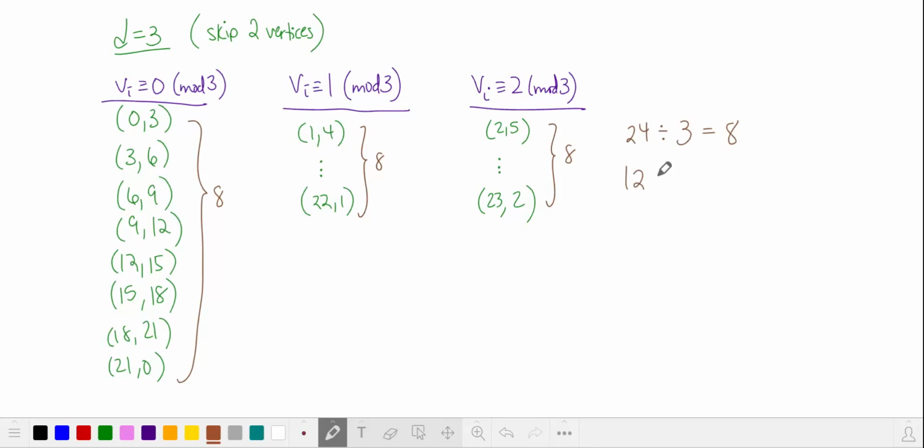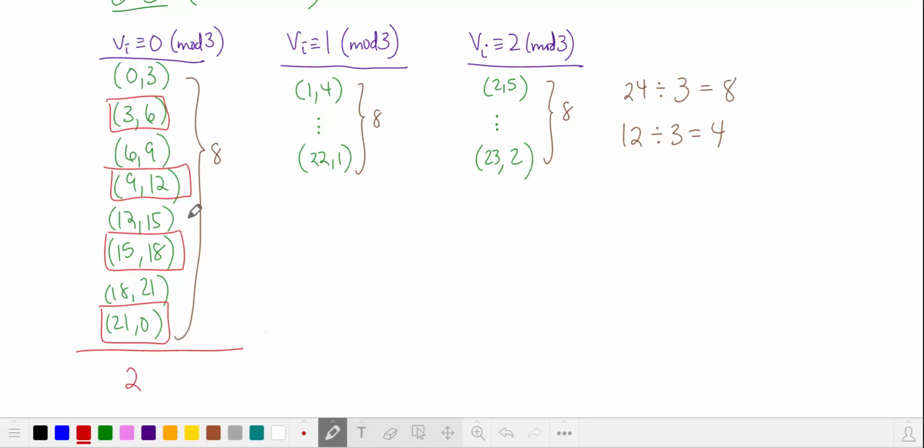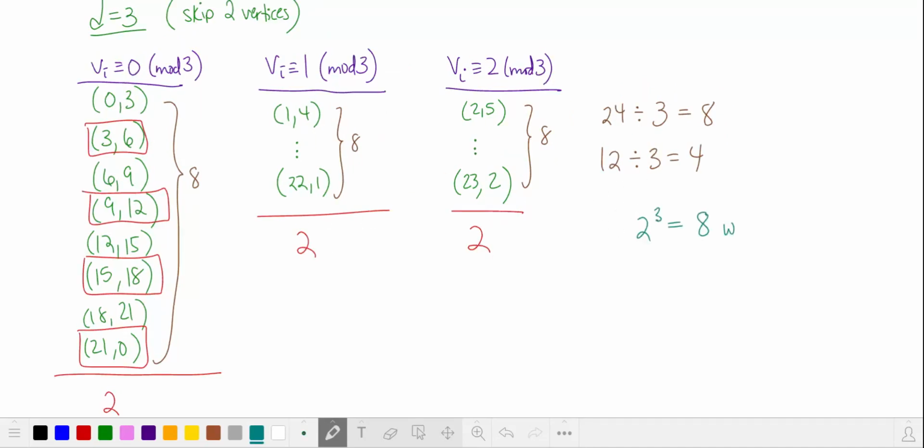If we want 12 segments in our subset, we're going to need to pick 4 from each of our 3 groups. And again, we can alternate. We have two ways of picking segments whose vertices are multiples of 3. Same thing over here and here. So for D equals 3, we have 8 ways of choosing our 12 segments.